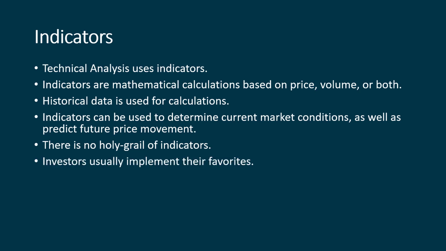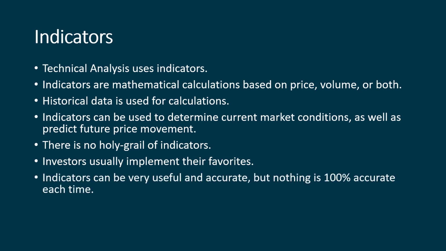Investors usually get to the point where they implement favorite indicators. You read a book, you take a class, you do some studying and research yourself. A lot of investors get to the point where they have indicators that they really like, and so they build their own system around those indicators based on their own personality and their objectives of what they're trying to do. Indicators can be very useful and accurate, but nothing is 100% accurate each time.